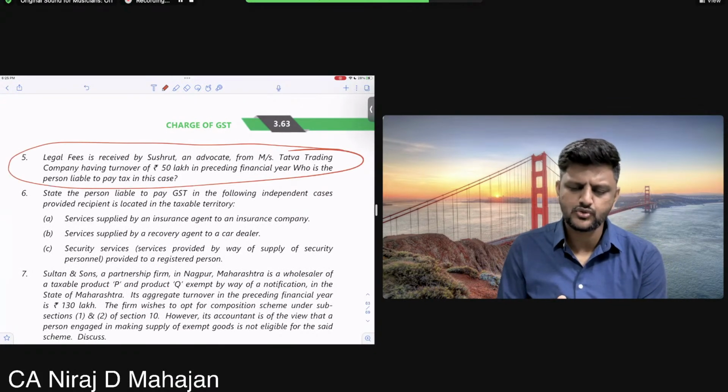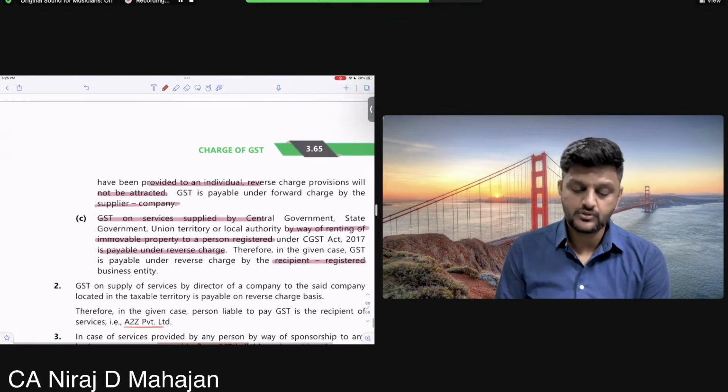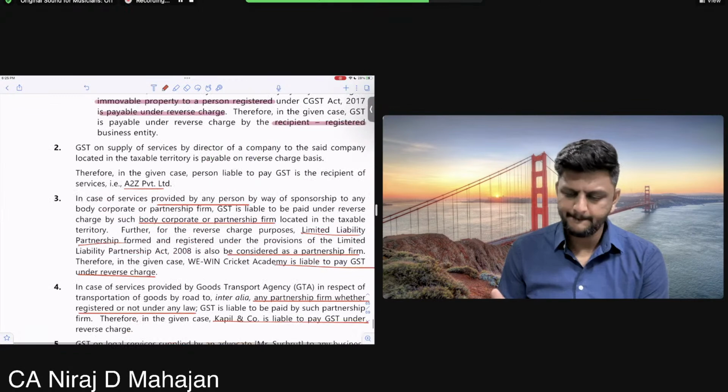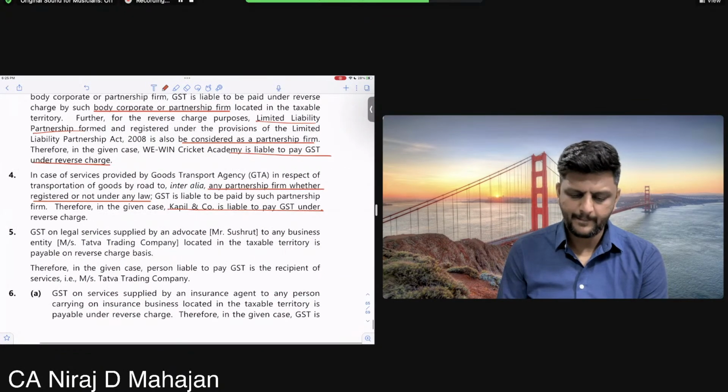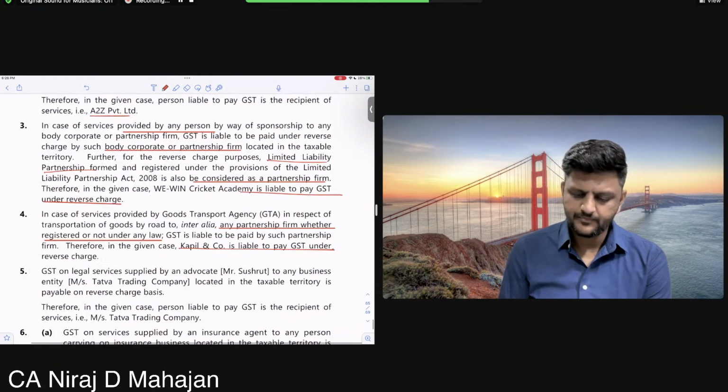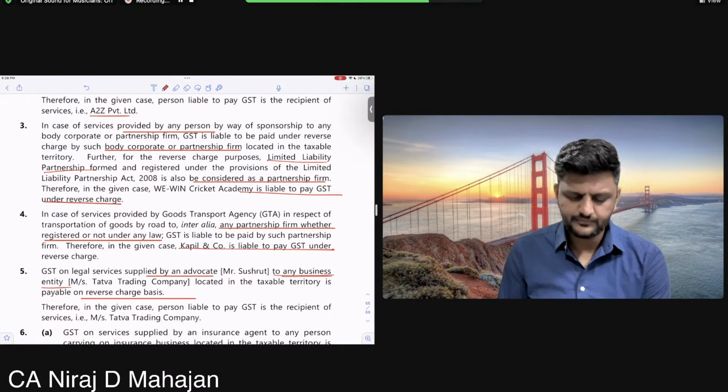Legal fees is received by Sushrut, an advocate, from Tatva Trading Company having turnover of 50 lakhs in the preceding financial year. Who is the person liable to pay tax? Tatva Trading. Okay, RCM applicable, no? Business entity, children. Services supplied by an advocate to any business entity, okay, is payable on reverse charge basis. Yes, Celia?